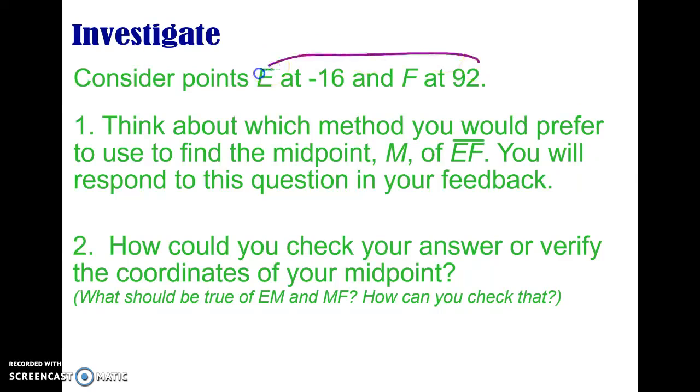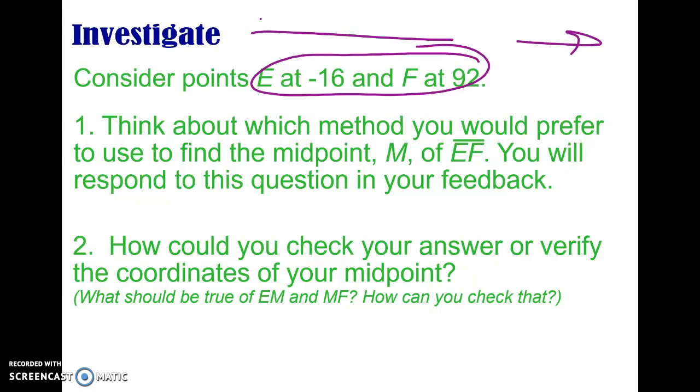But what if we have our points that are -16 and 92? I don't want to draw a number line and label all the way from -16 to 92. I can't really cut my patty paper in half. I can't really do a compass thing because I'm not going to draw it. So none of these are very good options. So when you get to class, we're going to talk about another option to do midpoints.